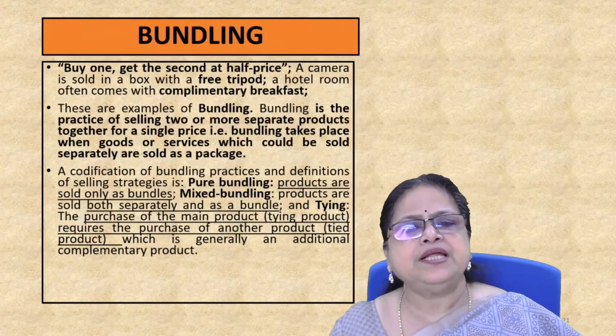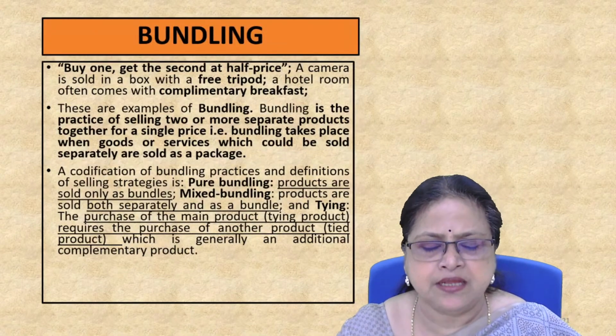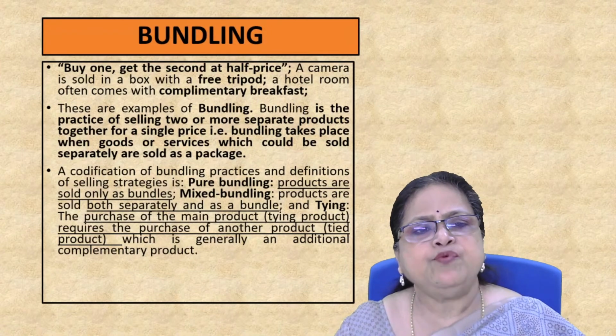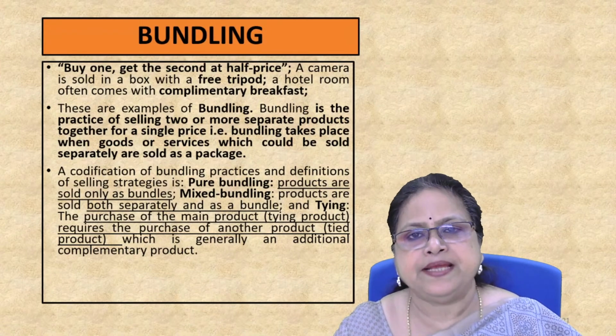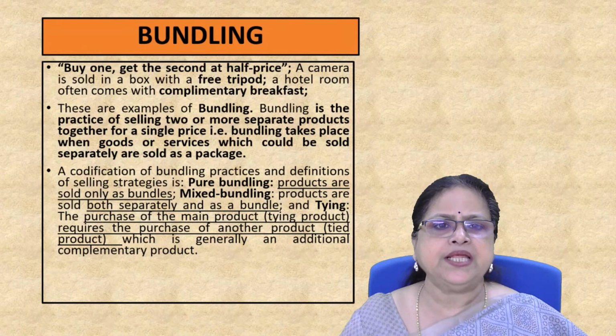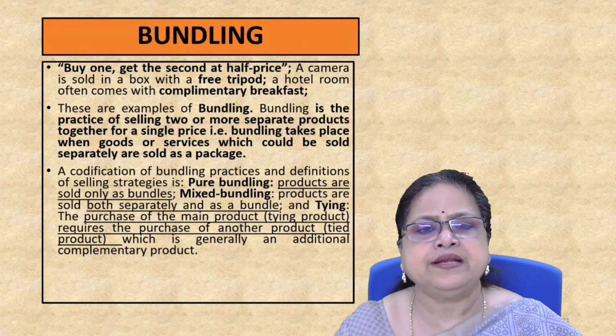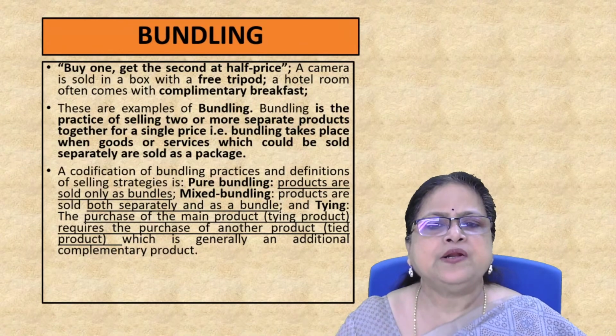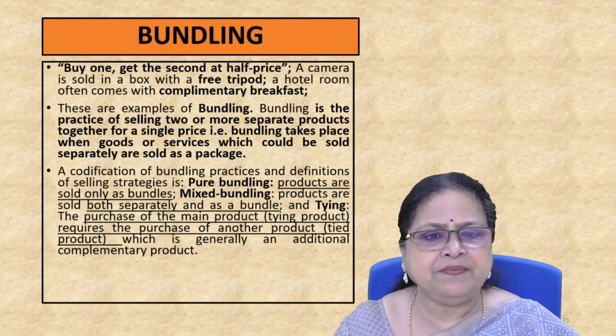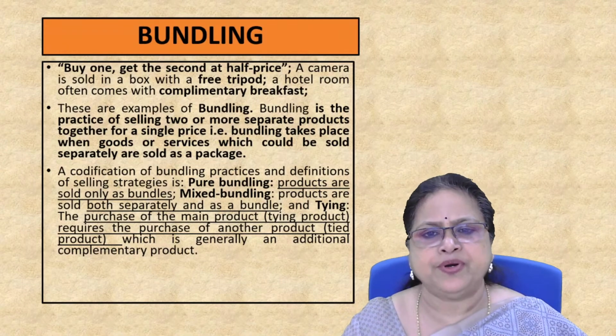Now, bundling is another pricing strategy. Buy one and get the second at half price. That is an example of bundling. Like when a camera is bought, you get a free tripod. Or even in hotel stays, you get complimentary breakfast. These are examples of bundling.